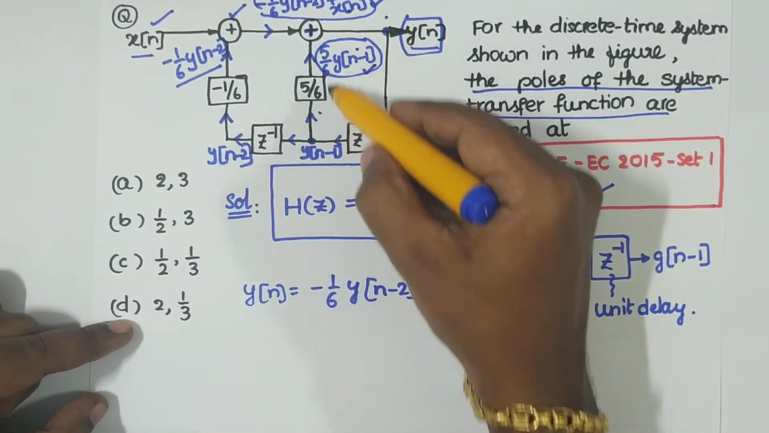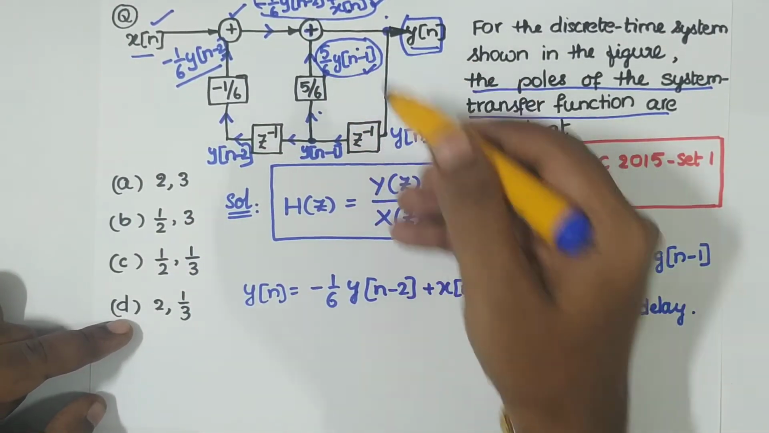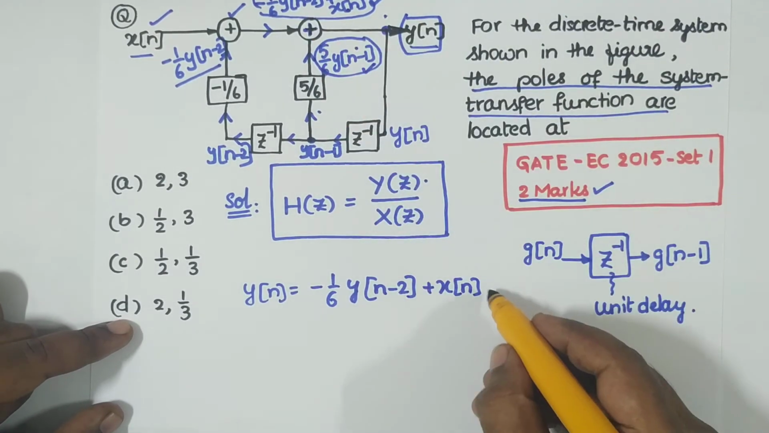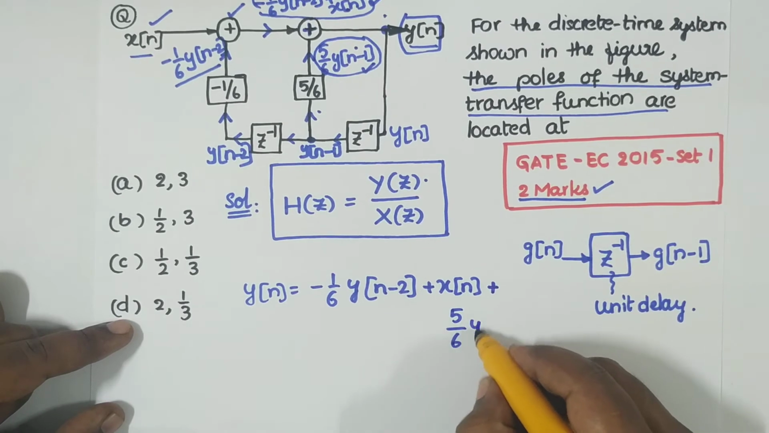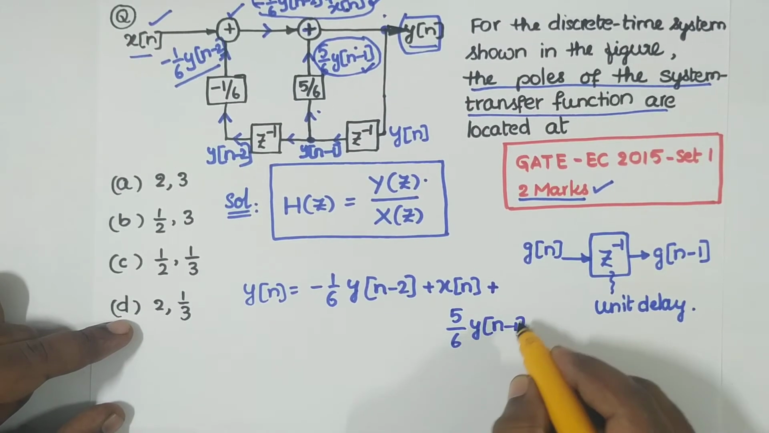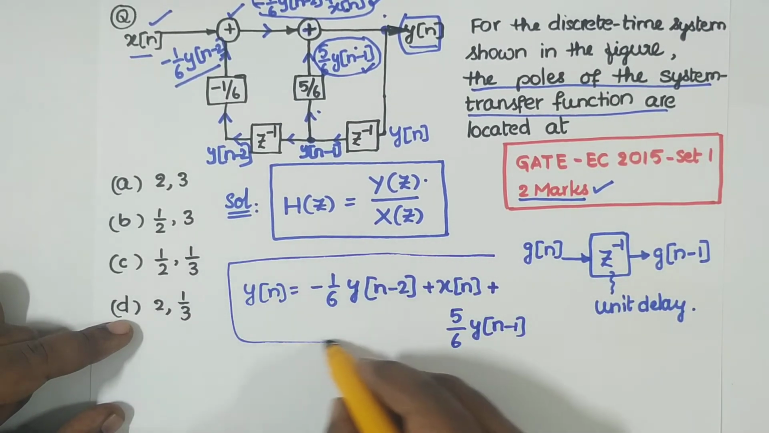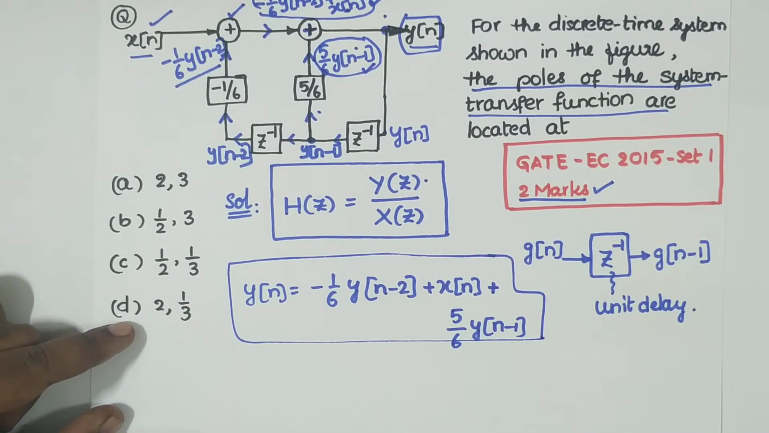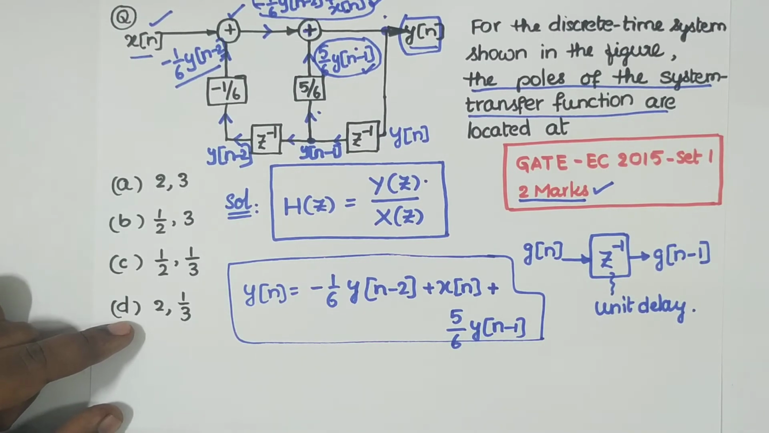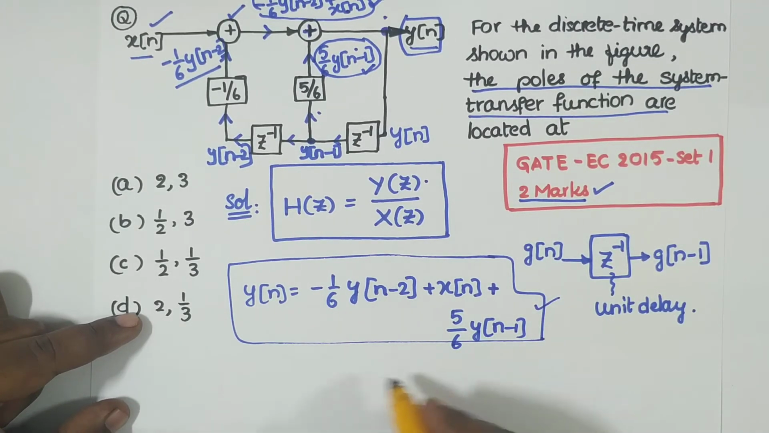Now we have to add this branch quantity, because we again have a summer here, so add that as well. So you have 5 by 6 y of n minus 1, and this is the connection between input and output. So this is a simple thing we have. Now you simply apply the Z transform.